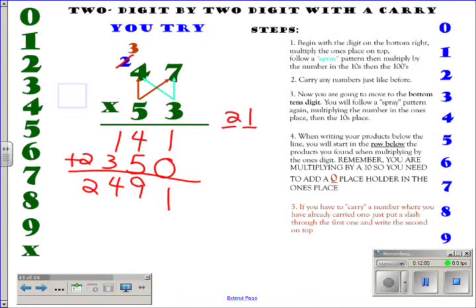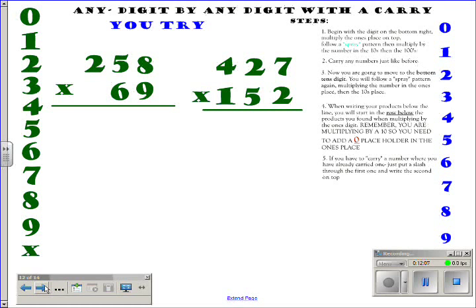Hopefully that's what you got. If not, rewind, watch again, and try some on your own. Okay, you can use these steps to do any digit by any digit with a carry. So after you understand the spray and you understand the movement, you can do this with any problem. You always start lower right-hand corner. Do your spray. 9 times 8 is 72. Carry my 7, because it's a 2-digit number. 5 times 9 is 45, plus 7 is 52.